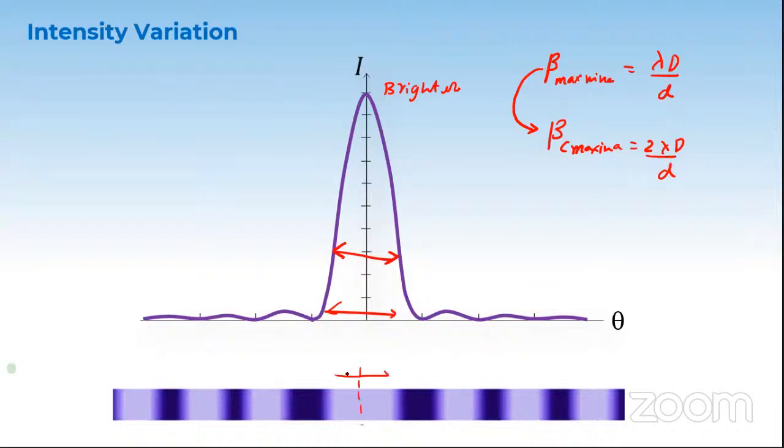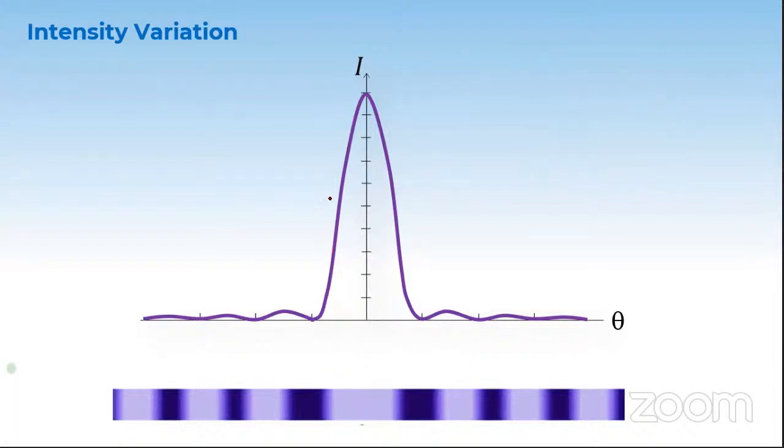It is twice as thick as the other fringes. Am I clear, guys? Very simple, you have to remember this. All the fringes will have a width of beta, which is equal to lambda D by d, and the central fringe will have a width of 2 lambda D by d. It is quite wide, as you notice in the diagram also. This is the formula you get when you do the mathematical calculation.